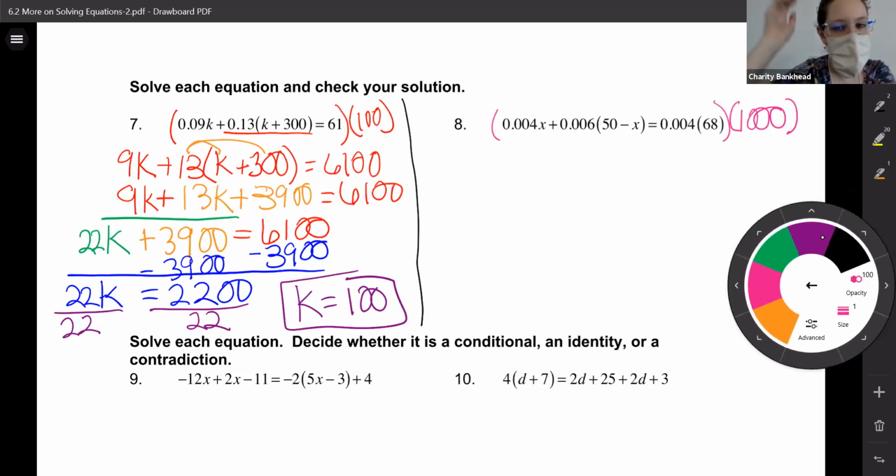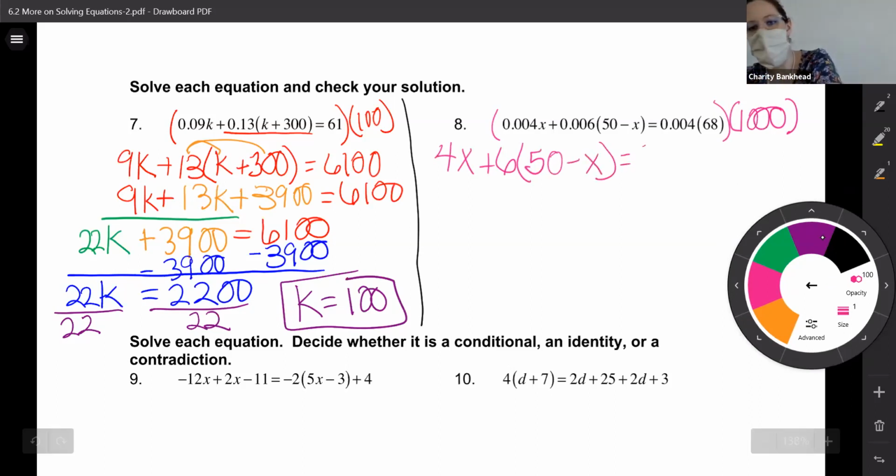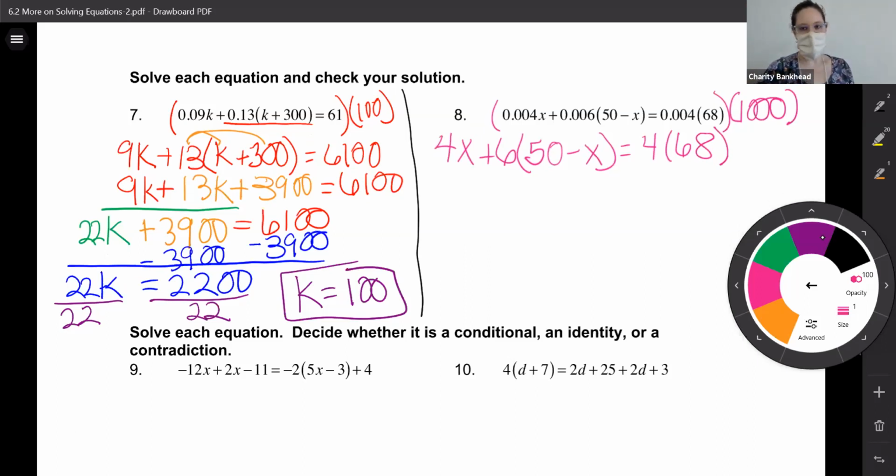Okay, so if you multiply by 1,000, you're just moving the decimal point 3 times to the right. So 1,000 times 0.004 is just going to be 4. So that's going to be 4x plus 6. And then again, this part in the parentheses won't change. So 6 times 50 minus x equals, and then that'll be 4 times 68. So that takes care of the decimals.